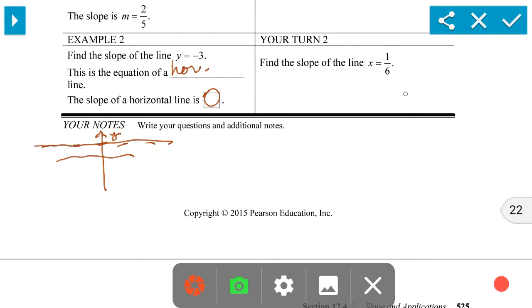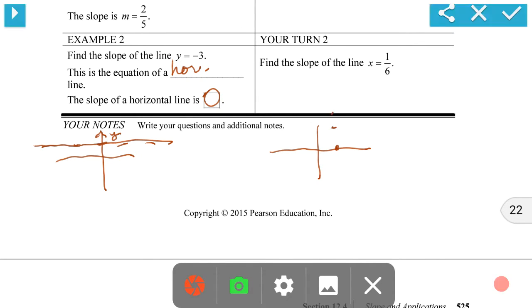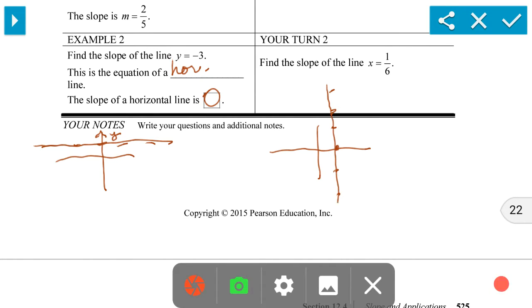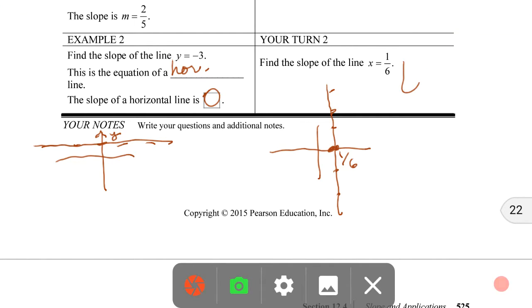So in the second problem, you have x equals a number instead of y equals a number. When x equals a number, that means x is going to be something, and everywhere that you plot a y point, x will still be that same thing. So this line crosses the x-axis at x equals 1/6, and so your line is going to be a vertical line, and that means, just like the roof that doesn't make sense, this slope is undefined.